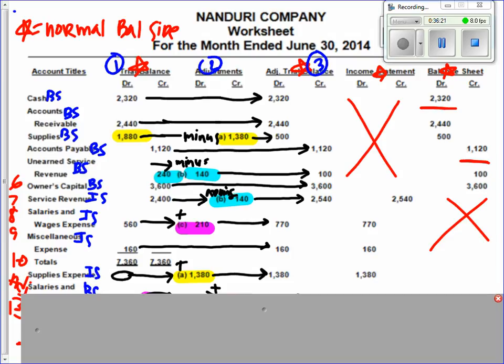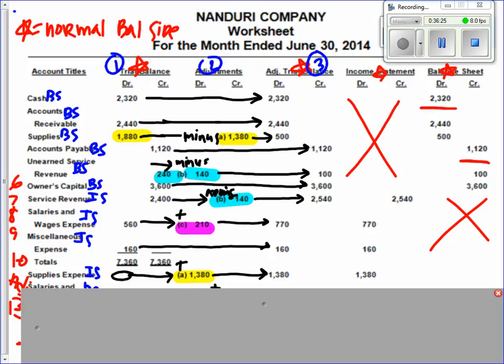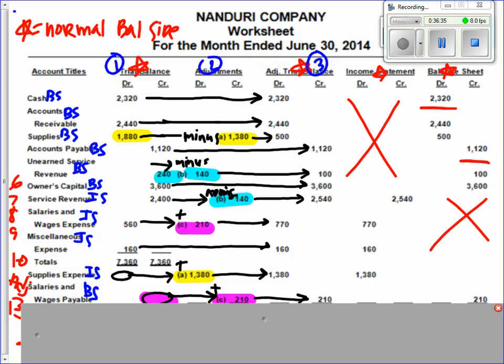We've already pre-labeled, so you know where the supplies expense is going to go. Supplies expense is an income statement account, so that debit will get transferred over to that debit of the income statement. A payable is a liability that belongs on the balance sheet, so that credit is going to go way over onto the balance sheet credit.